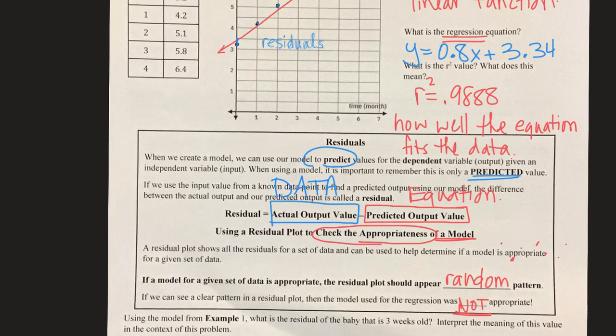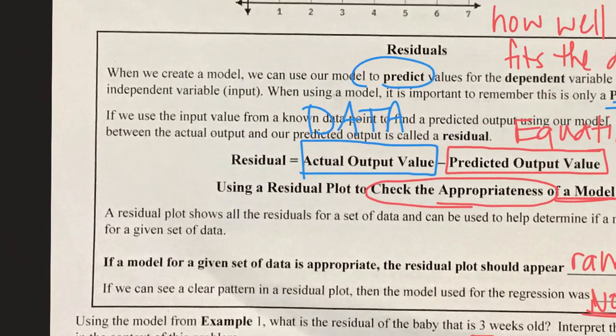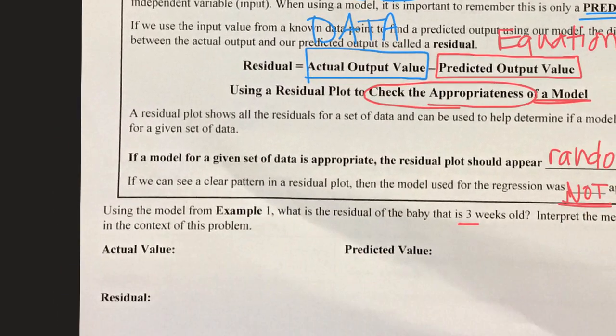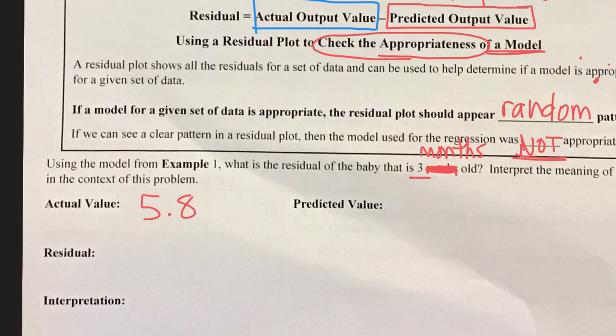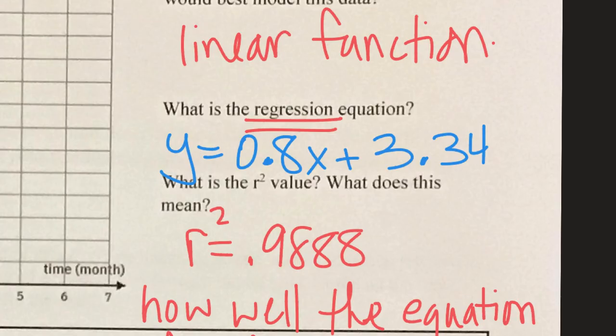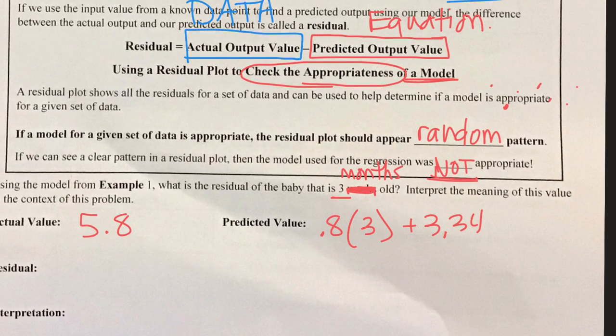So let's look at a couple of examples here. From example 1, when the baby is 3 weeks old, our data says at 3 weeks our baby is 5.8 kilograms. That's our actual value from your table. For our predicted value, we're going to use 0.8 times 3 plus, I believe it was, 3.34. That was the regression equation we got based upon all of the data: 0.8x, or 0.8 per month, plus 3.34. Let's plug this into our calculator and see what we get.